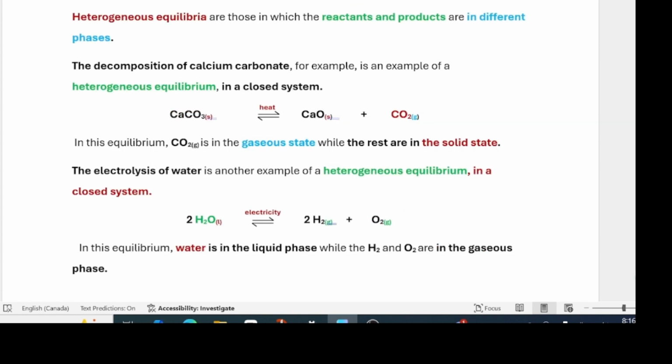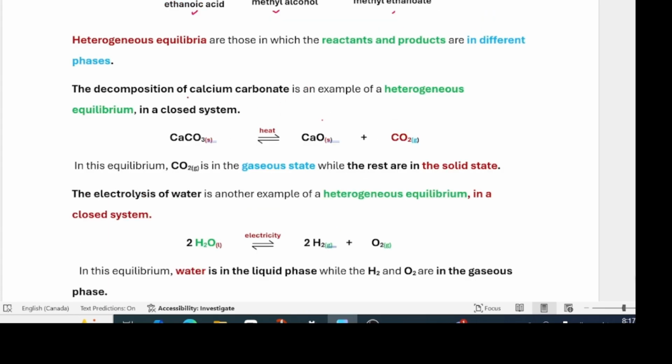solution. Heterogeneous equilibria are those in which the reactants and products are in different phases. The decomposition of calcium carbonate is an example of a heterogeneous equilibrium in a closed system. This is solid calcium carbonate being heated to give solid calcium oxide and carbon dioxide gas. In a closed system, the carbon dioxide gas produced reacts with solid calcium oxide to reform calcium carbonate.